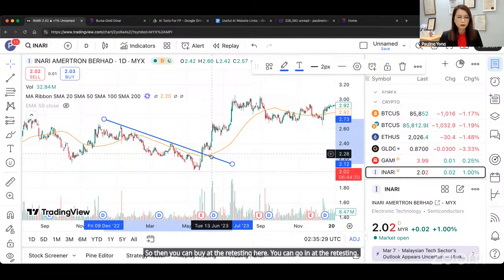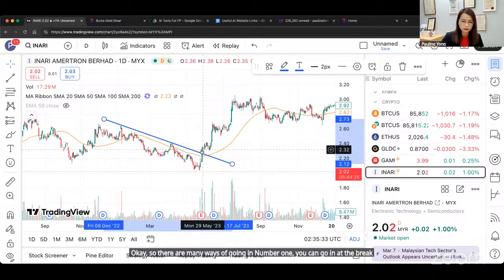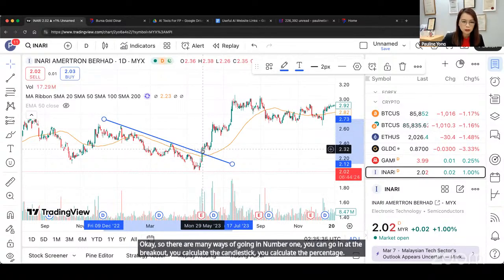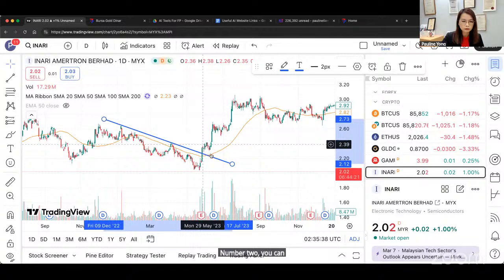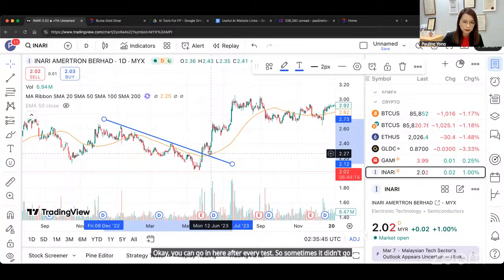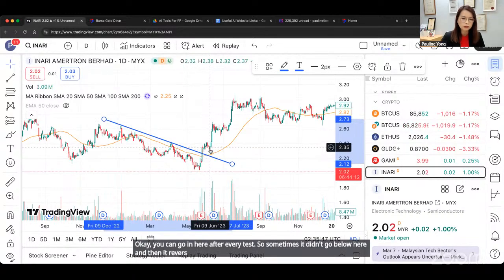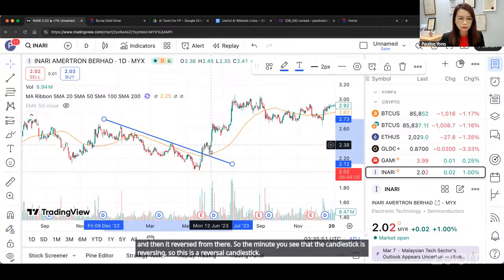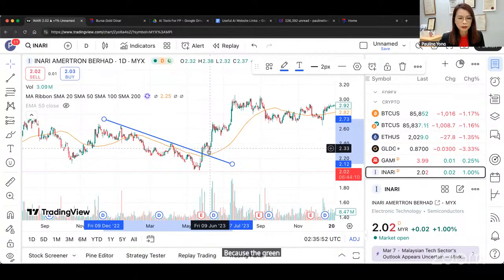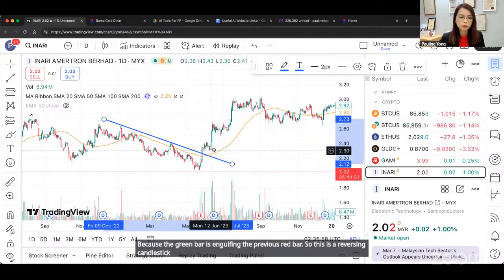Okay, so there are many ways of going in. Number 1, you can go in at the breakout. You calculate the candlestick, you calculate the percentage. Number 2, you can go in when it retests the support here. You can go in here after it retests. Sometimes it didn't go below here, and then it reversed from there. So the minute you see that the candlestick is reversing, this is a reversal candlestick, because the green bar is engulfing the previous red bar. So this is a reversing candlestick. That means you may go in at the reversal there.